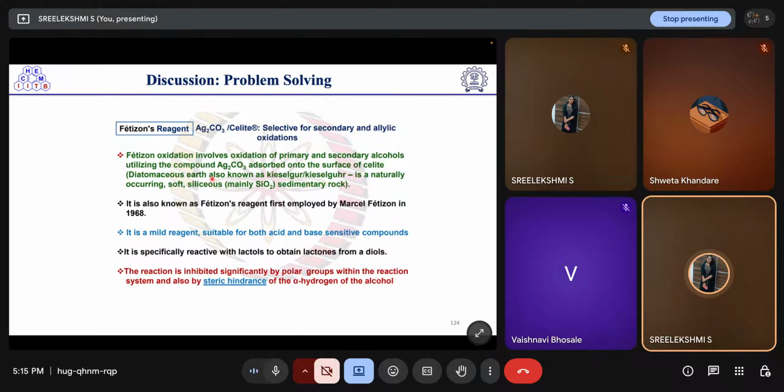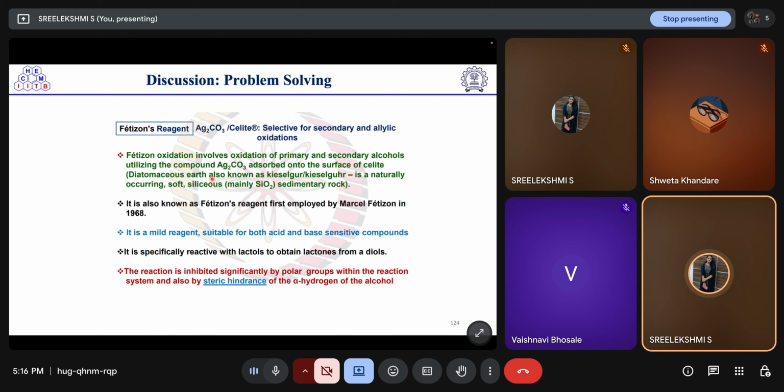The first time this Fetizon's reagent was used was by Marcel Fetizon in 1968, and one advantage of this reagent is that it is a very mild reagent. If in our substrate we have acid sensitive or base sensitive compounds or groups, we cannot use many oxidizing agents. For example, if we do Swern oxidation, Swern oxidation has oxalyl chloride that we have to use, so that is an acid. So if any acid sensitive group is there in the reaction medium or in our substrate, it can get affected. So compared to that, this Fetizon's reagent is a very mild reagent. We can use it both for acid as well as base sensitive compounds.